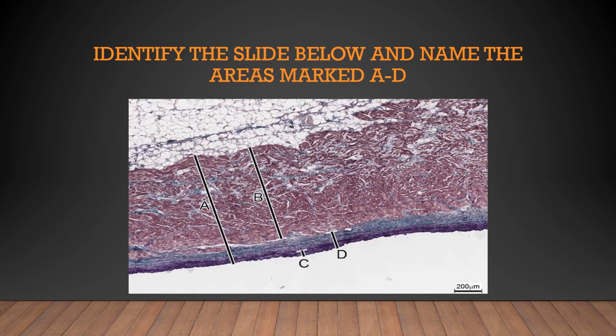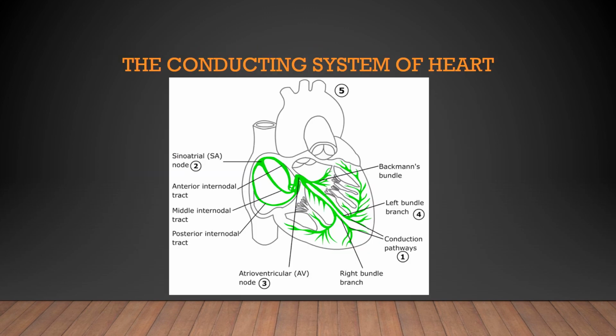So this is the slide of the heart wall. I got it from University of Michigan Histology. So you may try labeling the part labeled A to D. So this last slide is of the conducting system of the heart. You may take a moment to study it if you wish. Otherwise, we've come to an end of this section.